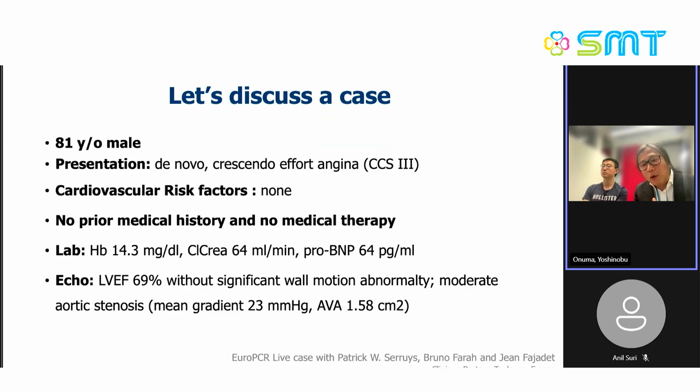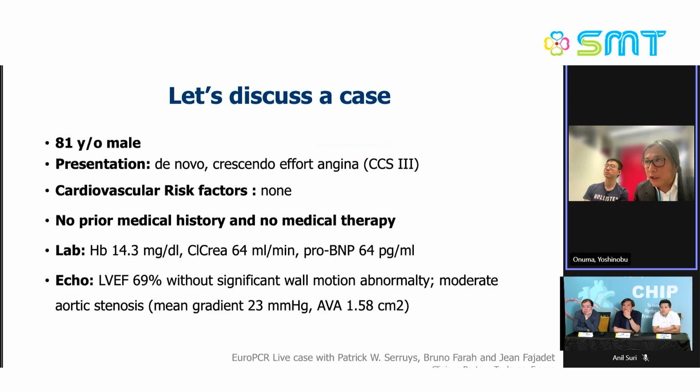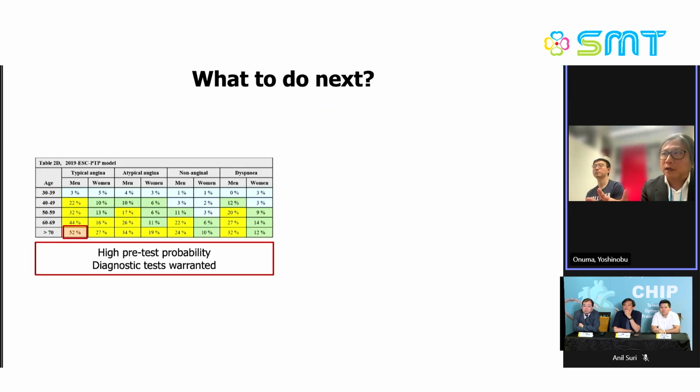So the patient was an 81-year-old male. Presentation was de novo crescendo effort angina, CCS class 3. The patient didn't have cardiovascular risk factors. He has some moderate aortic stenosis, mid-grade, 23, but there was no urgent indication for surgery or any other therapies. The symptom is very strong, and it's not explained by the moderate aortic stenosis. So the patient has a high pretest probability, 52%, because of the age and the gender.